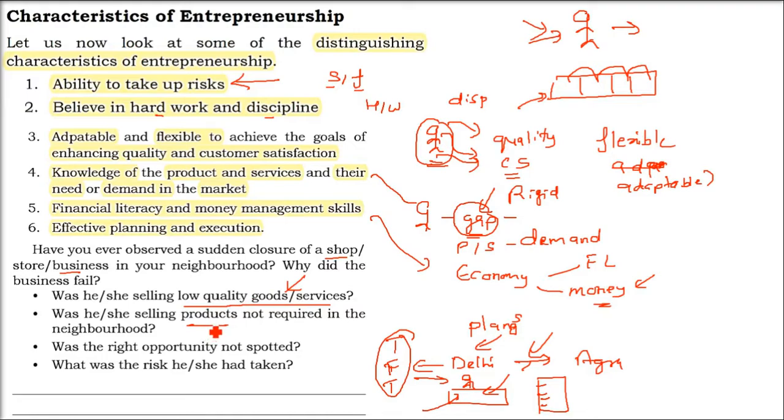Then, selling products which are not even required in the neighborhood, that is, the right opportunity not spotted. Whether it is required or not in your neighborhood, both come together. For example, say it's summer. I'm talking about the Indian subcontinent. In summer, if you want to sell a sweater or warm clothes, some people will buy, but people won't be interested.